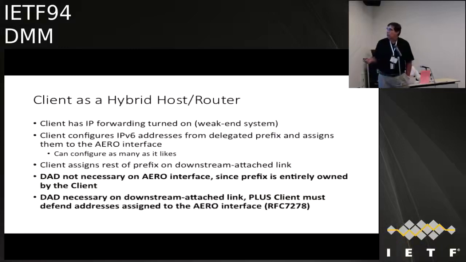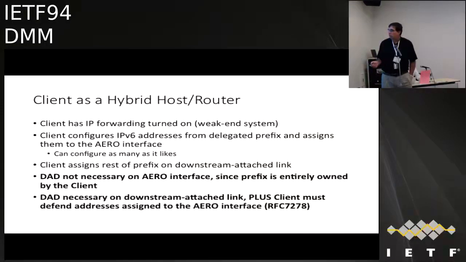And what about the client as a hybrid router host? Again, it would have IP forwarding turned on. It would act as a host in a weak end system model. The client configures IPv6 addresses from the delegated prefix and assigns them to the Arrow interface. Again, it can configure as many as it likes.